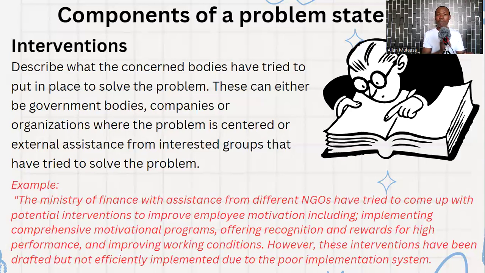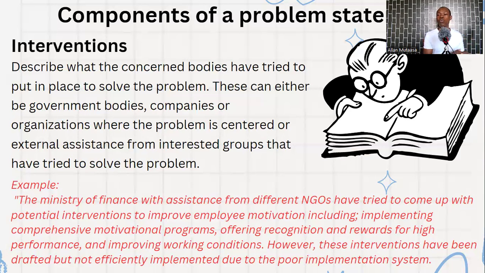So in most cases, there is someone else who has seen the problem. And in most cases, they have done something to try and address that problem. So we need to acknowledge those interventions that have been done by other people in order to address the problem. So we need to acknowledge the intervention and who did the intervention. So for instance, we say we want to describe the concerned bodies that have tried to put in place ways to solve the problem. Okay, so we could say maybe the government, what the government has done to solve the problem. That is, if the government has seen that there is actually a problem that is existent.